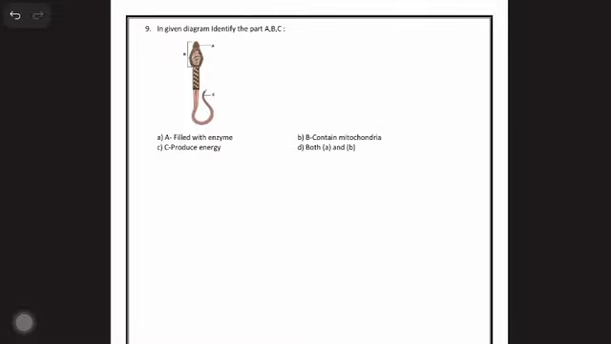Question number 9. In given diagram, identify parts A, B, and C. A is acrosome. B is the head of the sperm. And C is the tail of the sperm. Let's see what should be the answer. A filled with enzymes. Absolutely enzymes. Acrosome is filled with enzymes which are going to help in breaking egg membranes.